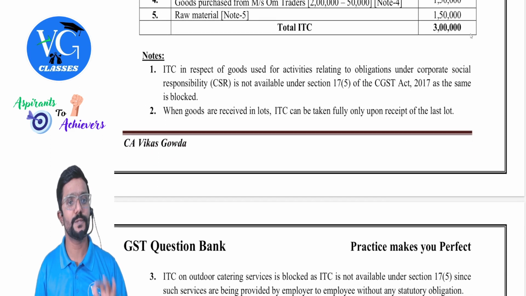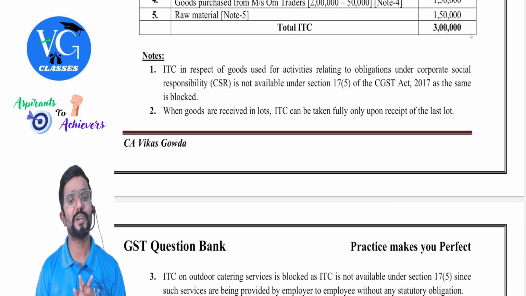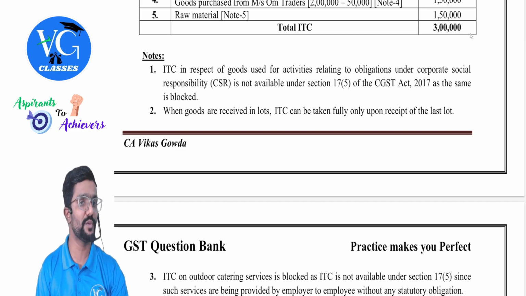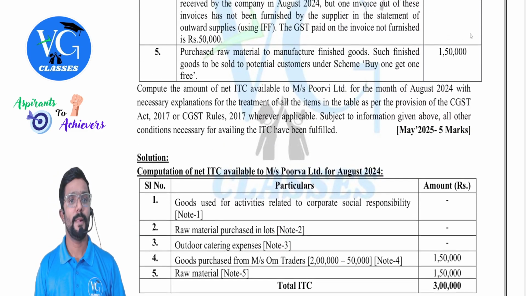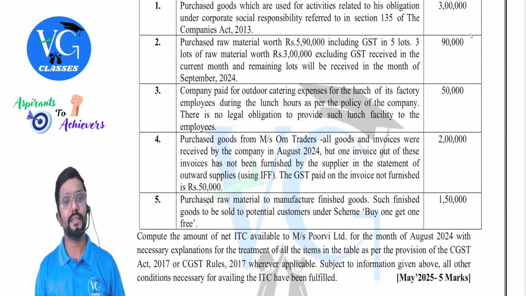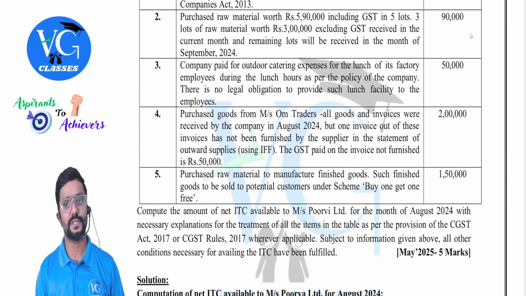Why so? Notes. First note. ITC in respect of the goods used for the activities relating to obligations under corporate social responsibility, that is as per section 135 of Companies Act, is not available under section 17 subsection 5 of CGST Act 2017, as the same is blocked. Under section 17.5, there are various items. One of the items was this.